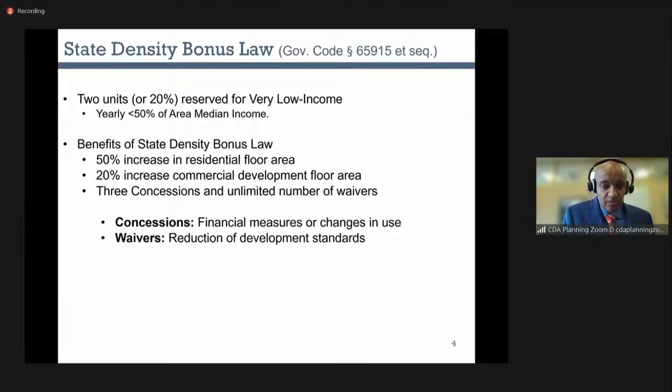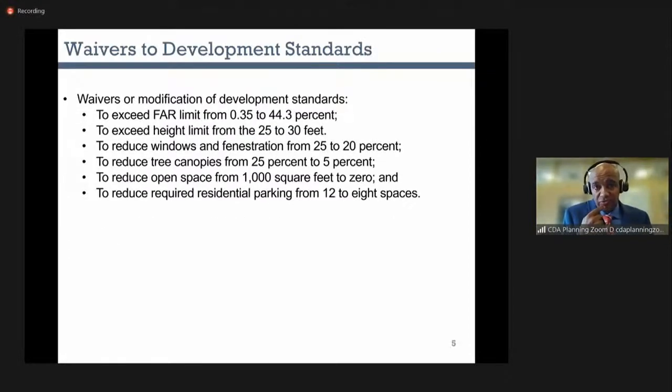As a state density bonus project, the applicant has requested 5 waivers. These include to exceed the floor area ratio from 35% to approximately 45%, to exceed the height limit from 25 feet to 30 feet, to reduce windows and fenestration from 25% to 20% on the east elevation only, to reduce tree canopies from 25% to 5%, to reduce open space from the 1,000 square feet that would be required for the residential component to 0, and to reduce required residential parking spaces from 12 spaces to 8 spaces.